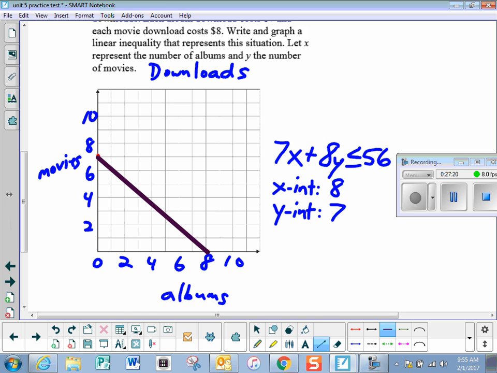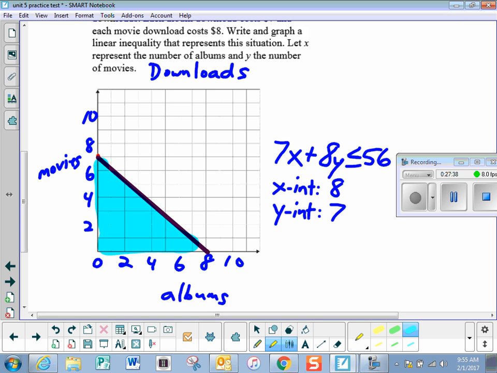And then could I spend less than $56? Sure, that would be the best. So my solution is everything in here. I could do 2 and 2. That's less than or equal to 56. I could do any combination of ordered pairs in that shaded region.